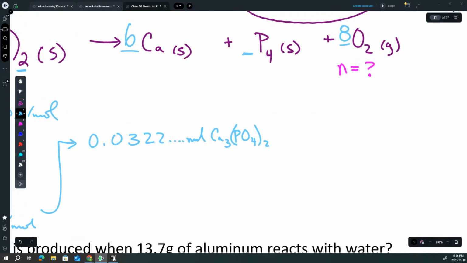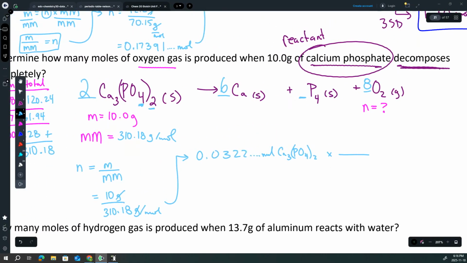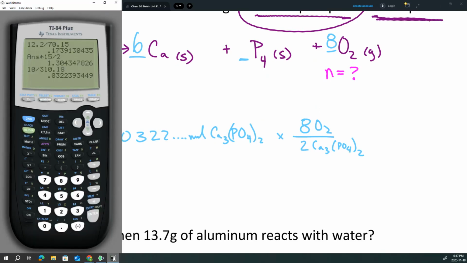Okay. Now I'm just going to go straight into my mole ratio just to save on space. So we have 2 calcium phosphates and we want oxygen, which has a coefficient of 8. Okay, so ultimately we're taking this entire number and essentially just multiplying it by 4. How am I getting 4? Because 8 divided by 2 is 4. So let's put that into our calculator. So times by 4.